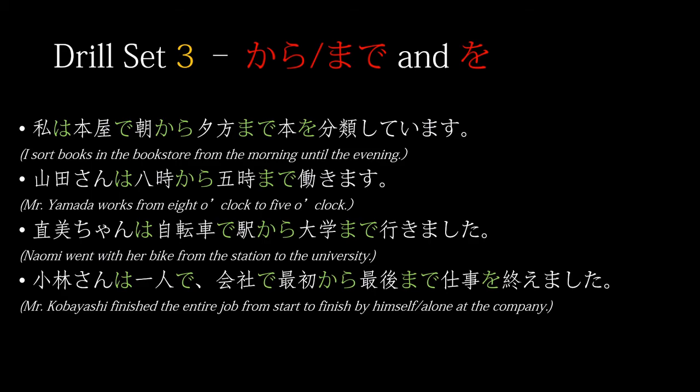So once again, wa is the topic here, de shows both the means of working, in this case, and the location. Kara and made show once again the span, in this case, in this extent of the job that he has finished, and the job itself is marked with o to create the object out of it. So as you can see here, we have further expanded on the subject of our particles, and besides kara, made, and wo, we have seen here once again the multiple usages of de and wa as something that you can always find in a Japanese sentence.